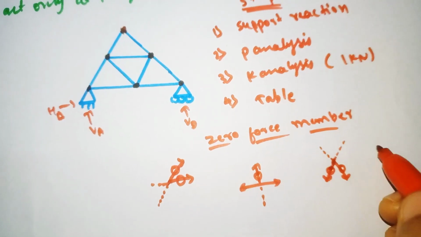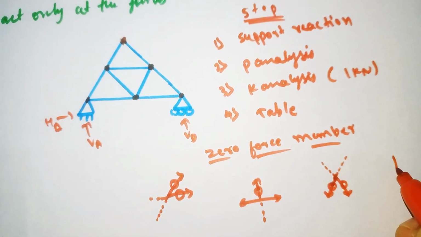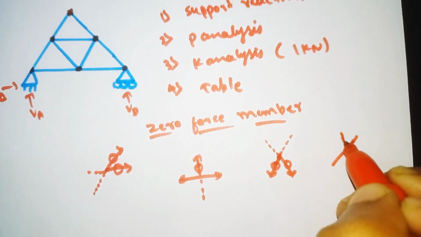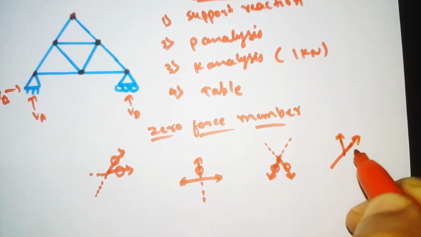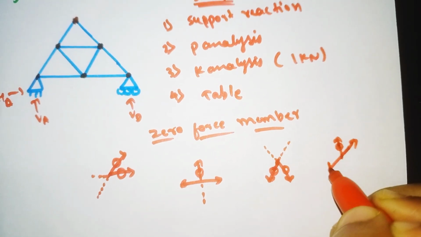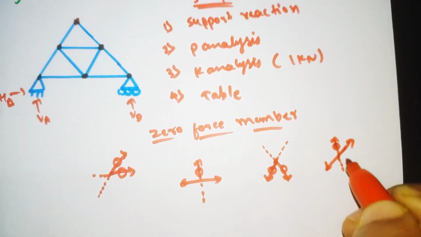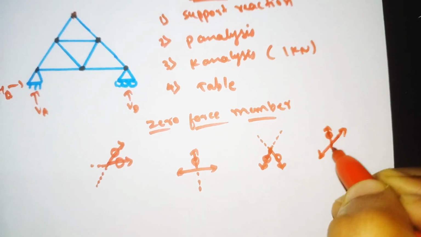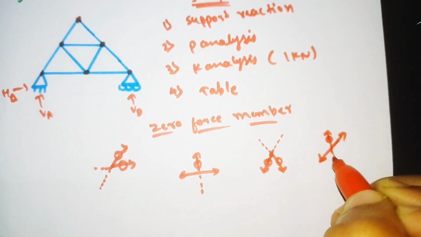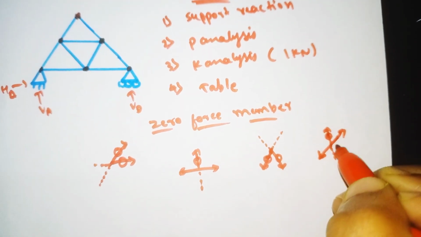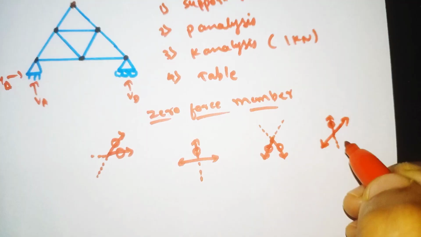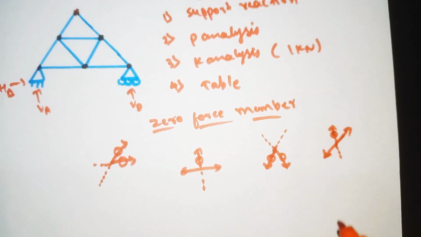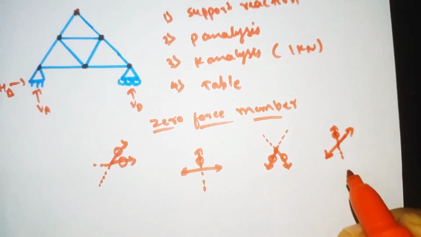And similarly, if we take the force acting in this direction, here the force becomes 0 because opposite to this there is no load. Here opposite to this the load is acting, so here there will be some value. If you apply the equilibrium equations, that is summation of Fx and summation of Fy, there will be some value.